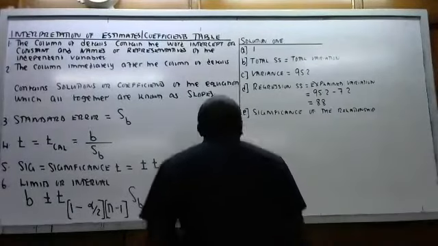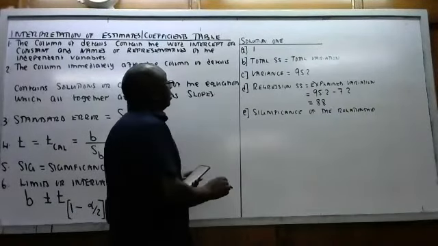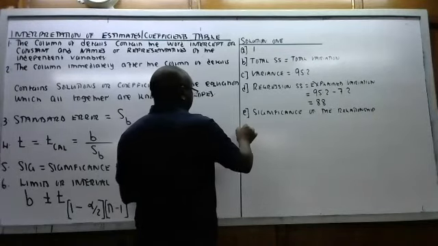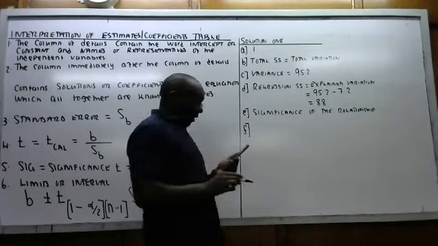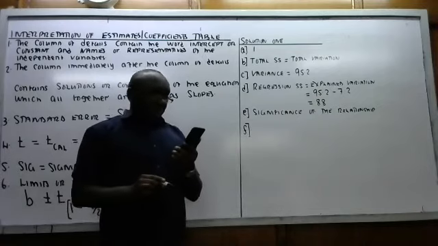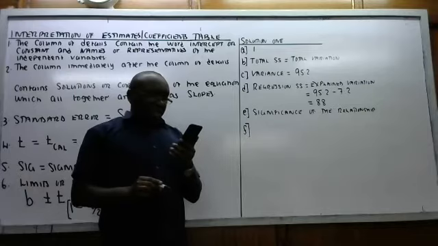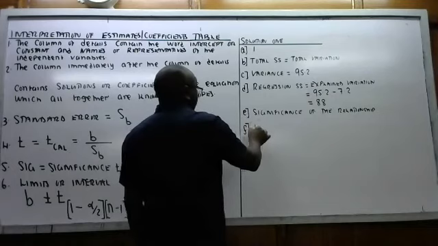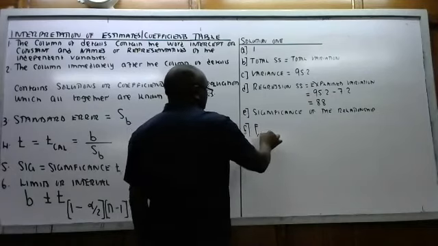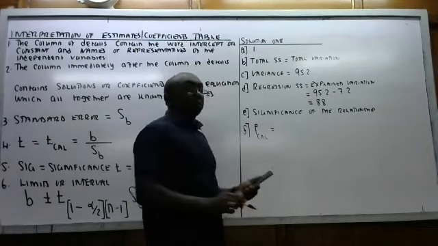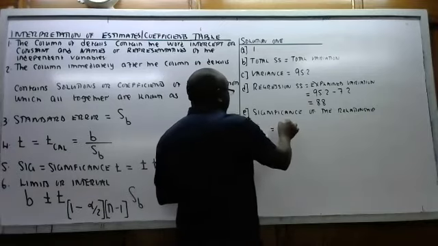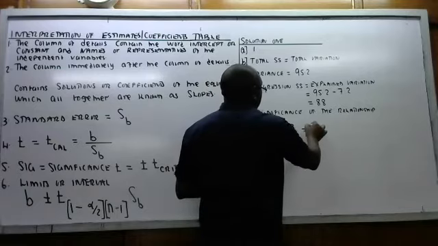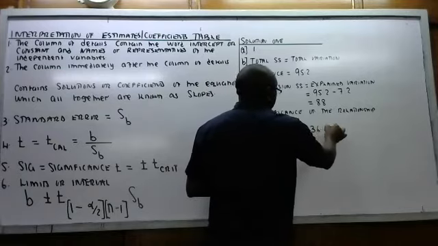Significance of the relationship. Part F. Explain how the value of the F statistic of 6.67 is obtained. We already know that it is F calculated, which is obtained by getting 88 and dividing by 2.4, and that gave us 6.67.